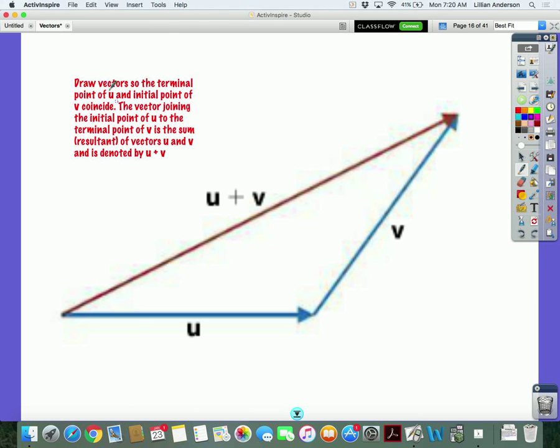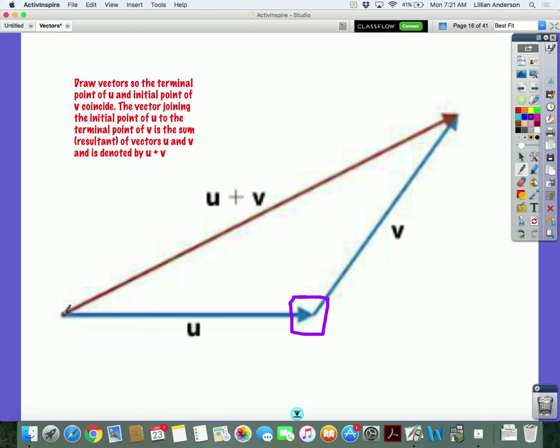Hopefully you got something like this. To go back over that paragraph, it says draw a vector so the terminal point of u and the initial point of v coincide. This is here, right? This is it right here. So using that terminology from the last video, the terminal point is basically the end of the vector, and the initial point is the beginning. Coincide means they go together, they touch each other.